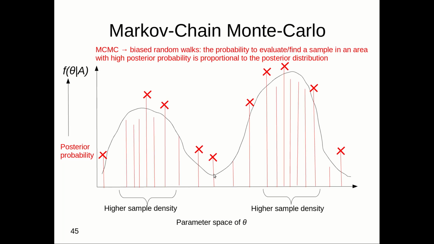Okay, so what Markov chain Monte Carlo methods are is some sort of biased random walks. So the probability to evaluate or find a sample in an area of high posterior probability is proportional to the posterior distribution, right? So the higher the value of the posterior probability, the more samples I will take from here than from down here.